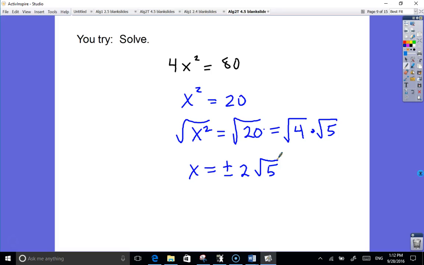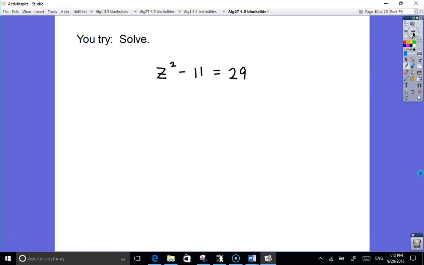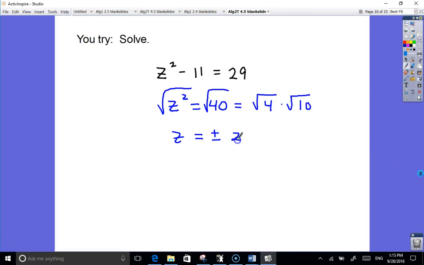Is it good? Not too hard? Okay, then move on. Try that one too. So everybody get that? 2 plus or minus 2 times the square root of 10.